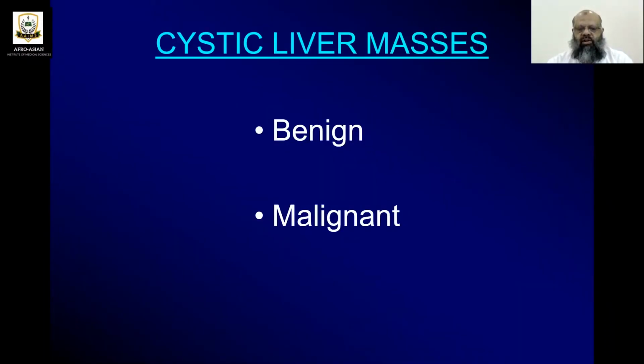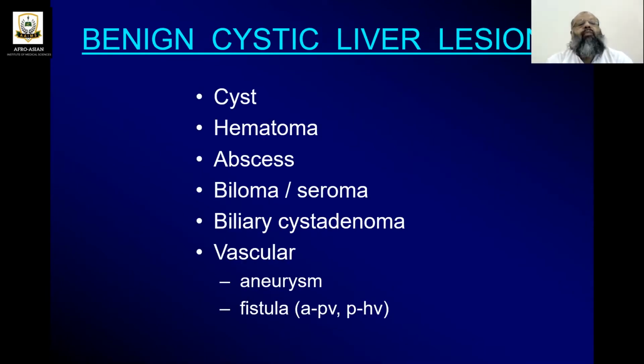Cystic liver masses can be benign or malignant. If you look at benign cystic liver lesions, that can be cysts, hematomas, abscess, biloma or seroma, biliary cyst adenomas, vascular like aneurysms or fistulas. A cyst means a simple cyst which is rounded, thin-walled, anechoic interior, posterior enhancement, and edge shadowing. These are 5 sonographic diagnostic criteria.